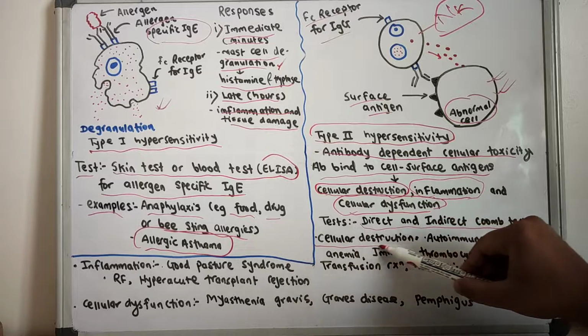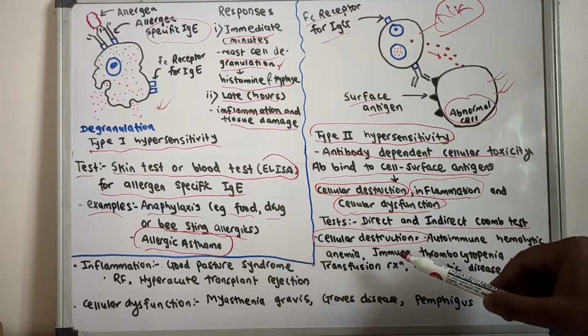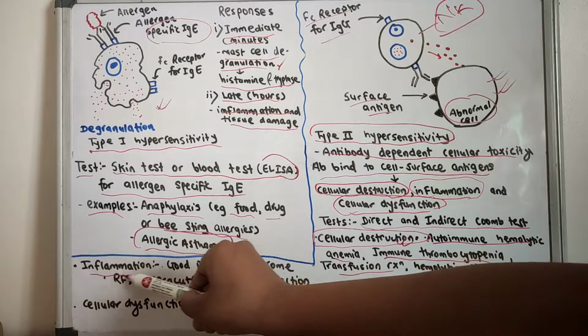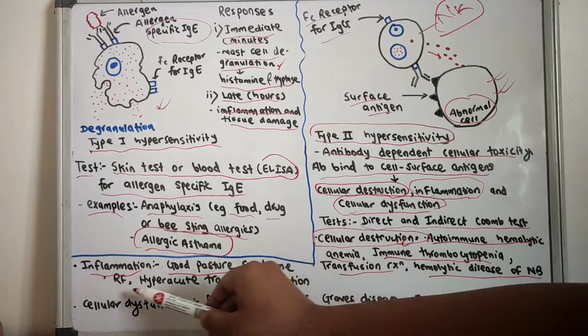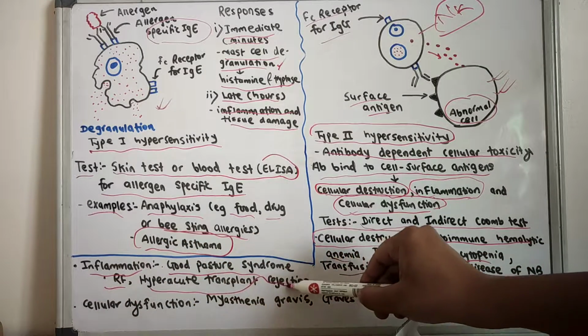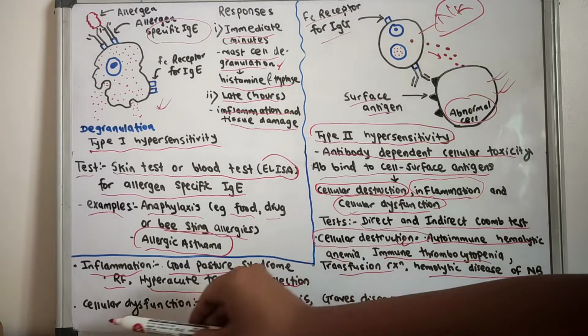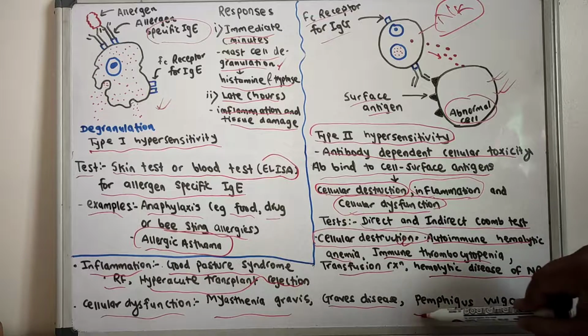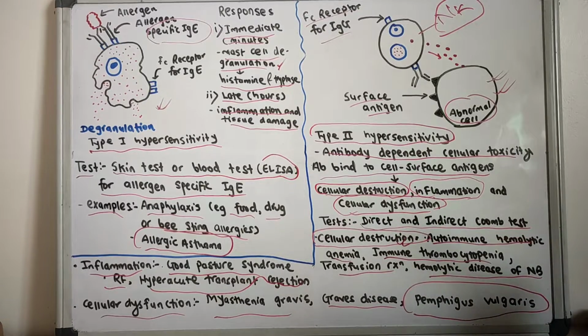Some of the examples of type 2 hypersensitivity reaction with cellular destruction are autoimmune hemolytic anemia, immune thrombocytopenia, transfusion reaction, and hemolytic disease of the newborn. Whereas for inflammation, they are Goodpasture syndrome, rheumatic fever, and hyperacute transplant rejection. And the examples of cellular dysfunction are myasthenia gravis, Graves' disease, and pemphigus vulgaris.